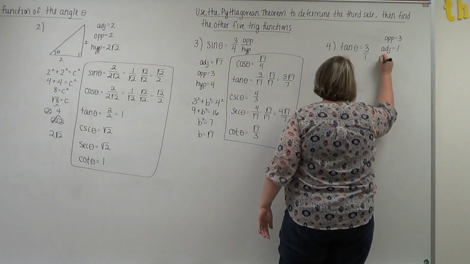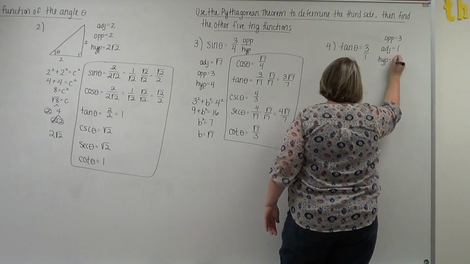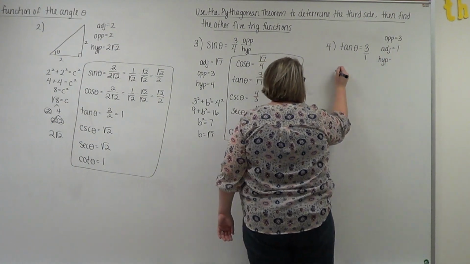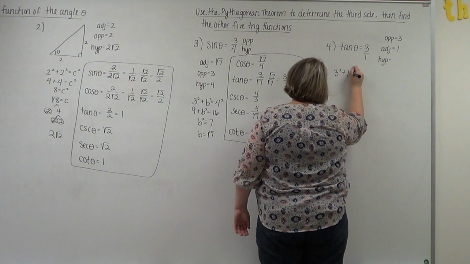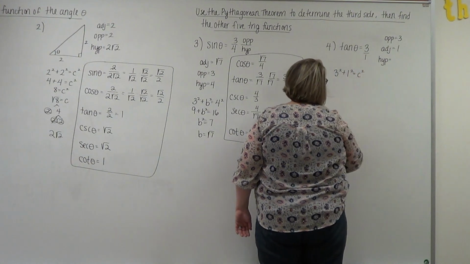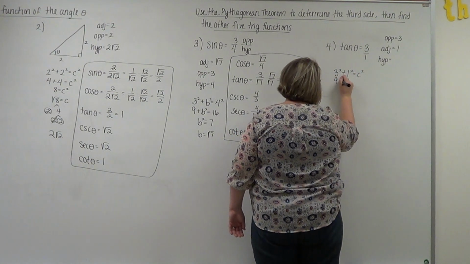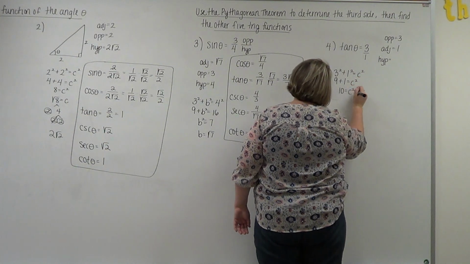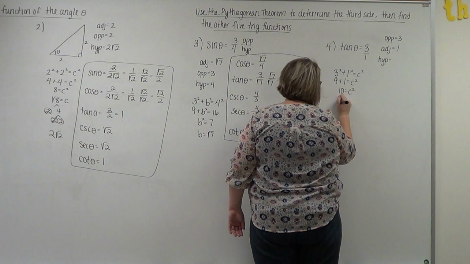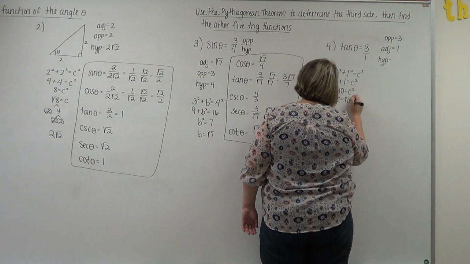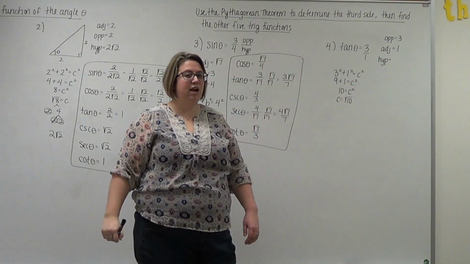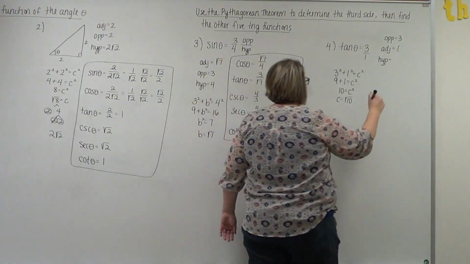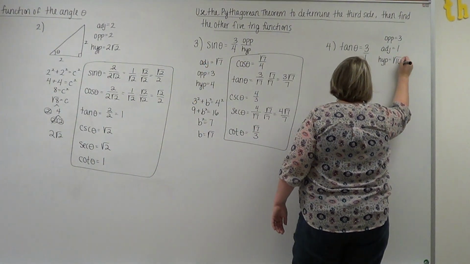So to find my hypotenuse, I'm going to do the Pythagorean Theorem. So 3 squared plus 1 squared equals c squared. So 9 plus 1 equals c squared. So 10 equals c squared. So that means c is the square root of 10. Okay, 10 doesn't break down, and 10 is not perfect, so we're going to leave it. Square root of 10.